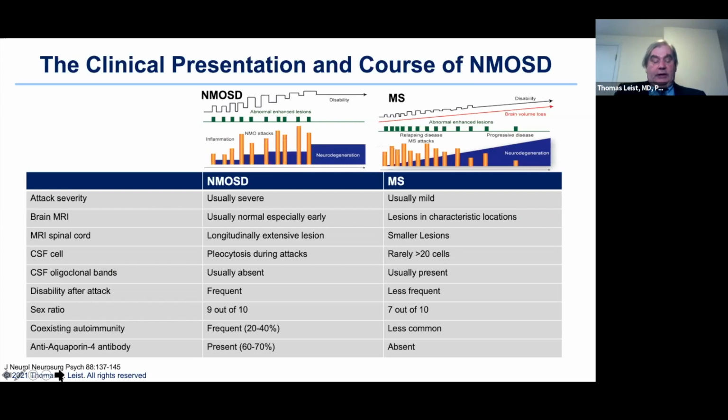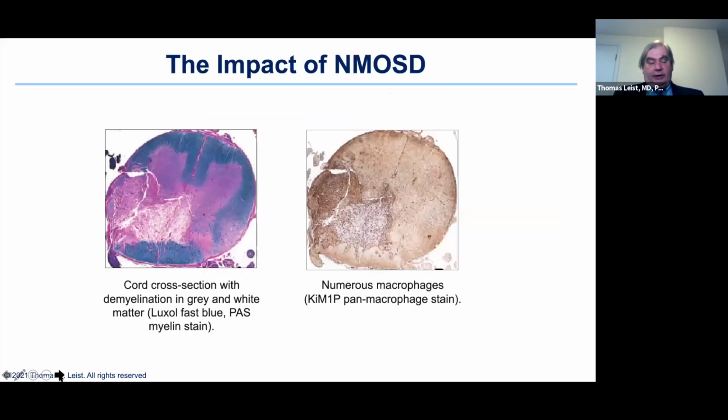Very important in neuromyelitis optica spectrum disorder is the fact that often comorbid or coexisting autoimmune conditions are present in individuals. We also know that for the aquaporin 4 antibody, about 2 out of 3 patients are positive, and 1 out of 3 may not be positive. Obviously, none of the patients with MS have aquaporin 4 antibody. It's almost exclusive.